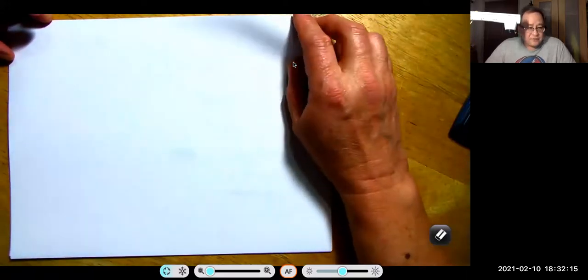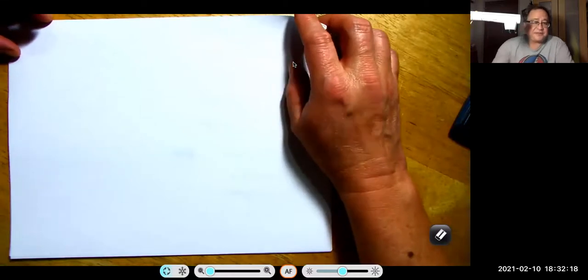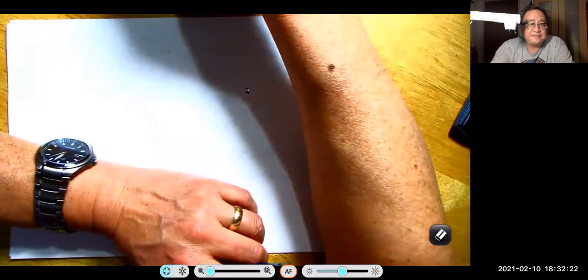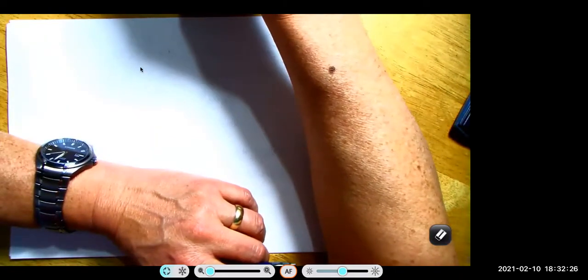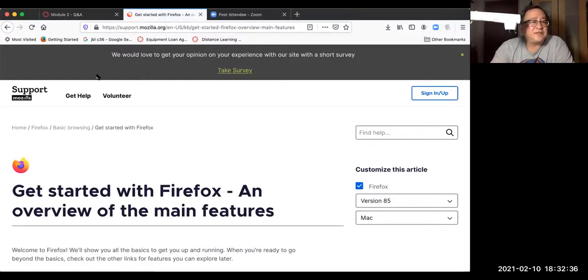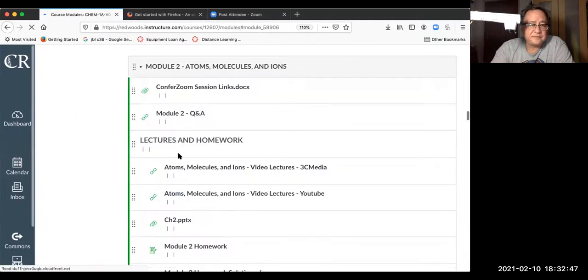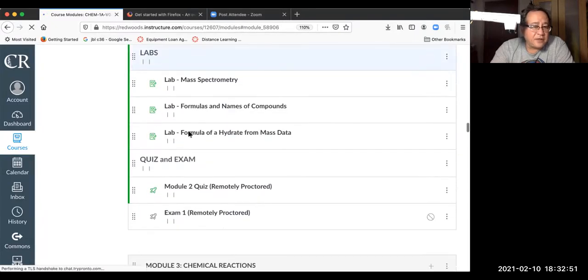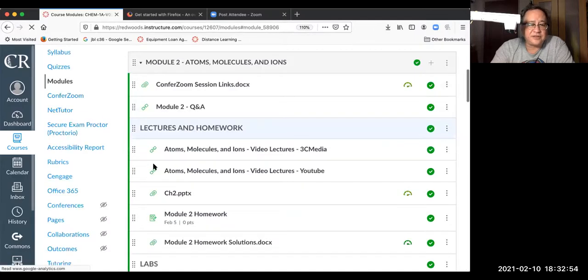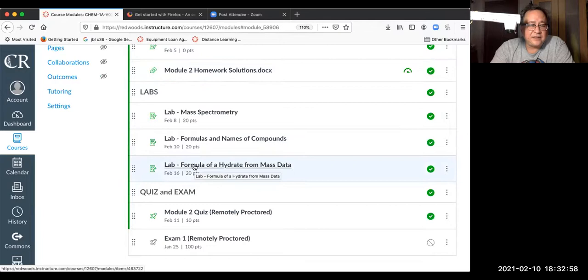Well, there's a problem in your assignment for hydrates. Okay, let's take a look at that. And it deals with mass percent. So I'm going to get rid of that Chrome. I really don't like Chrome, but I have to use it to use Proctorio. So let's see. I want to go to module 2, and the formula of a hydrate from mass data. Whoops. Gosh darn it. Here we go. Formula of a hydrate from mass data.